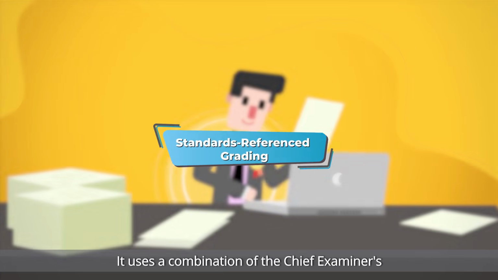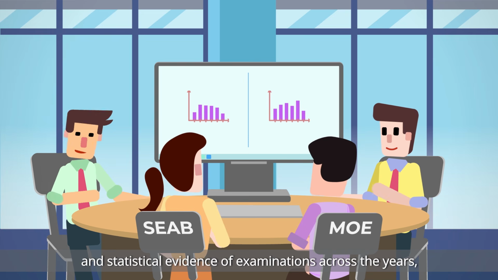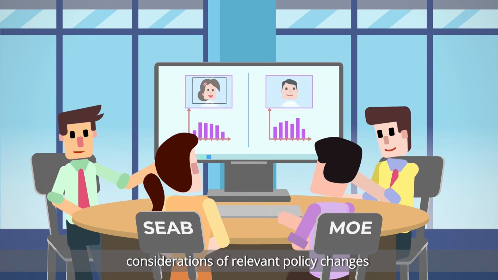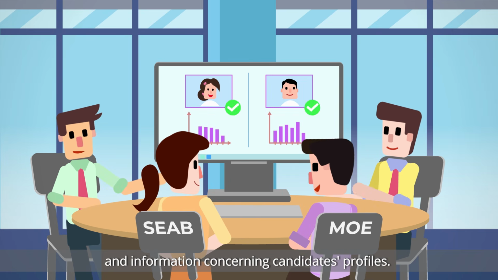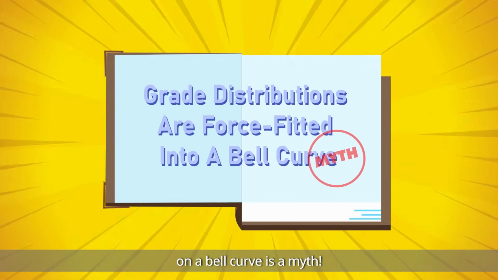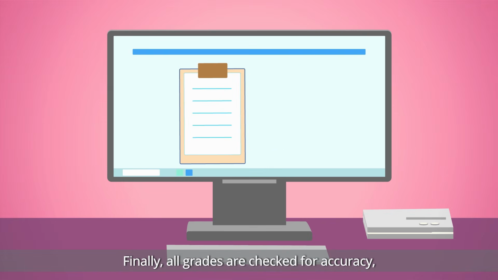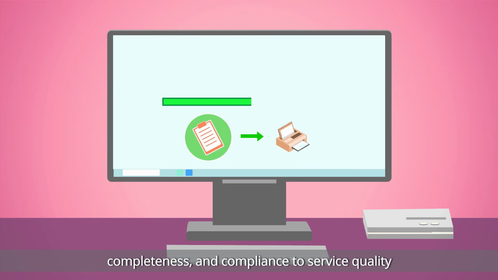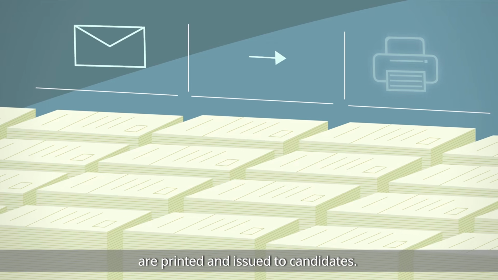It uses a combination of the Chief Examiner's professional judgment, benchmarks and statistical evidence of examinations across the years, considerations of relevant policy changes, and information concerning candidates' profiles. Now, you can see that grading on a bell curve is a myth. Finally, all grades are checked for accuracy, completeness, and compliance to service quality before the result slips and exam certificates are printed and issued to candidates.